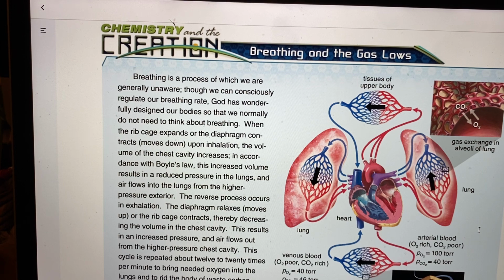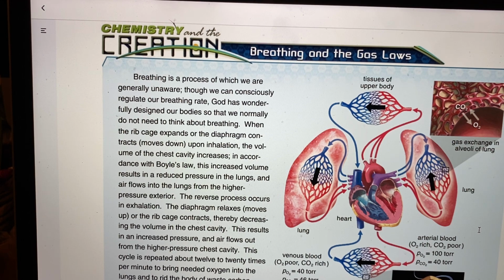Breathing is a process we generally are unaware of, though we can consciously regulate our breathing rate. God has wonderfully designed our bodies so that we normally do not need to think about breathing. When the rib cage expands and the diaphragm moves down upon inhaling, the volume of the chest cavity increases in accordance with Boyle's law. This increased volume results in a reduced pressure in the lungs, so the air flows into the lungs from the higher pressure outside.